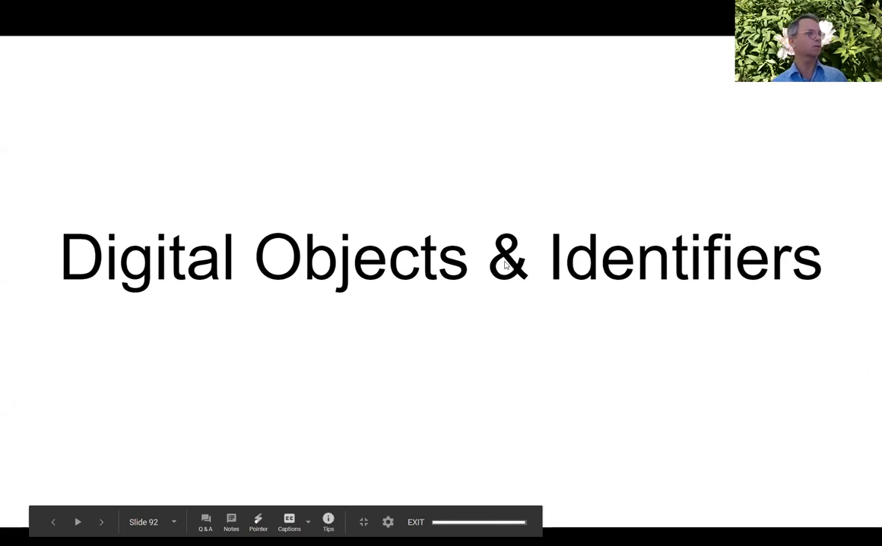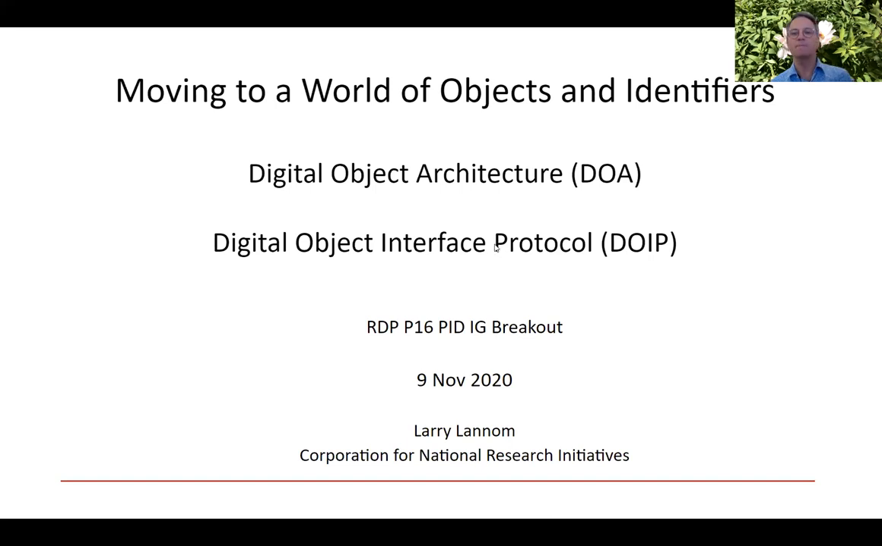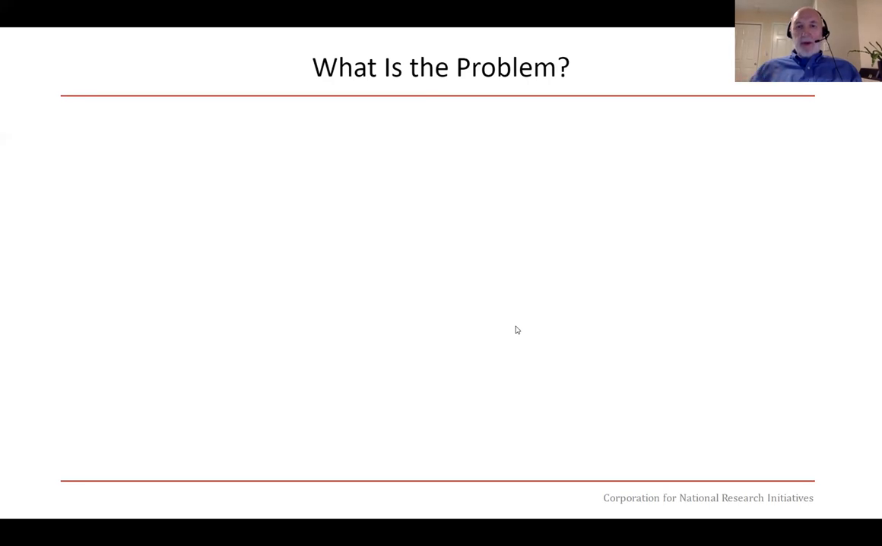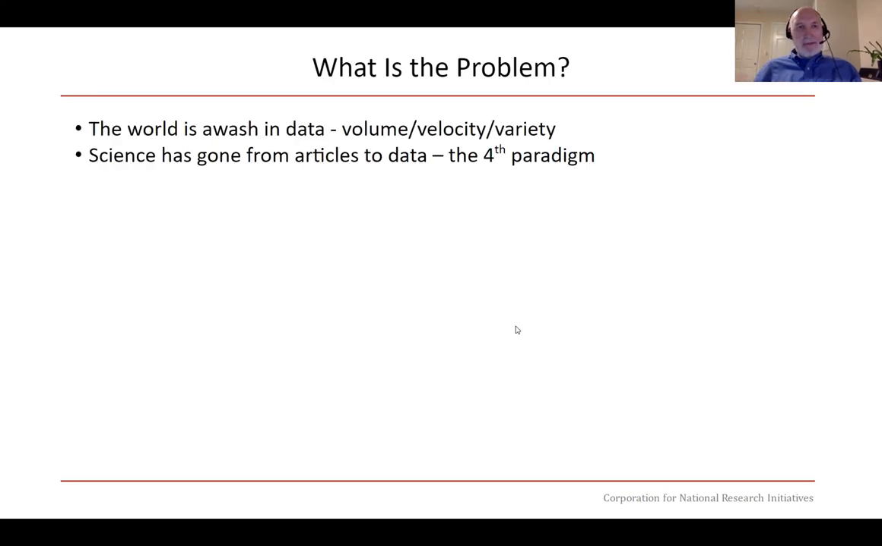Digital objects and identifiers. Larry. Okay, thanks. So, moving to a world of objects and identifiers, this will be a quick review of some stuff we've been working on for quite a while, in which identifiers are key: digital object architecture, digital object interface protocol. Next slide. And run all the way through it to the bottom, please, Adrian.